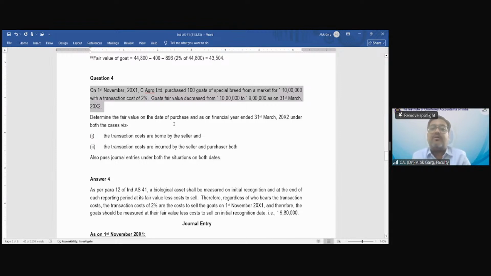Determine the fair value on the date of purchase and as on financial year ended 31st March 20x2 under both the cases. So this company purchased 100 goats of a special breed from a market for 10 lakh with a transaction cost of 2%, and the fair value decreased from 10 to 9 lakh on 31st March. The transaction costs are borne by the seller in one case, and incurred by the seller and buyer both in the other. Also pass journal entries under both situations on the above dates.